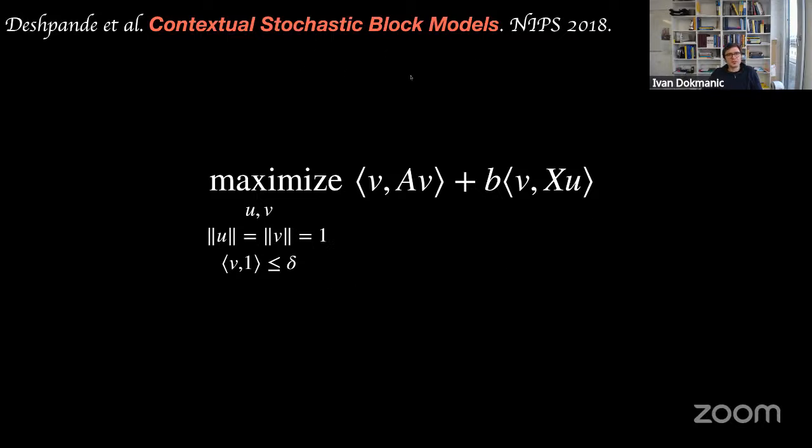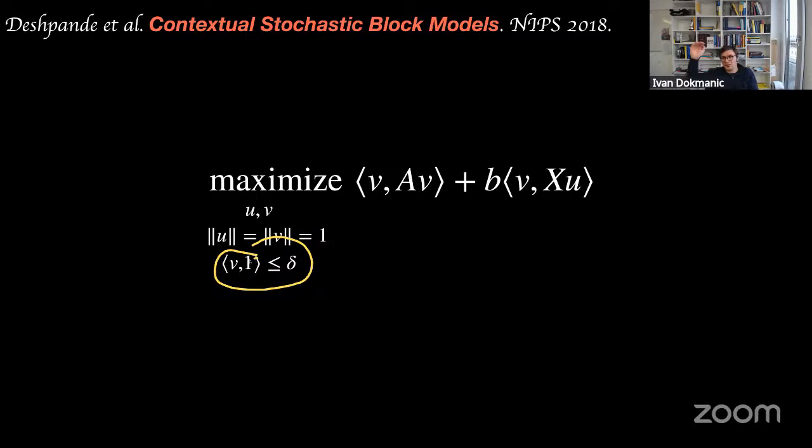Now, if you look at the original cSBM paper, they analyze this optimization problem. This optimization problem looks like a combination of two variational characterizations: here of eigenvectors or eigenvalues of A, and here of singular values of X. U and V are unit vectors, and you actually get the second leading eigenvector of A because you ask that V be approximately orthogonal to all ones.